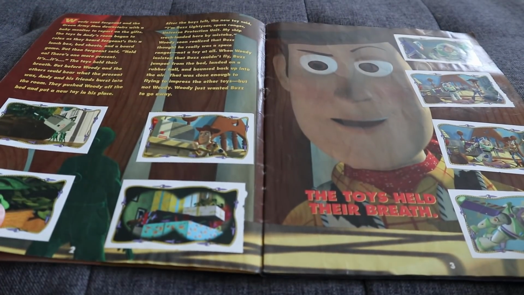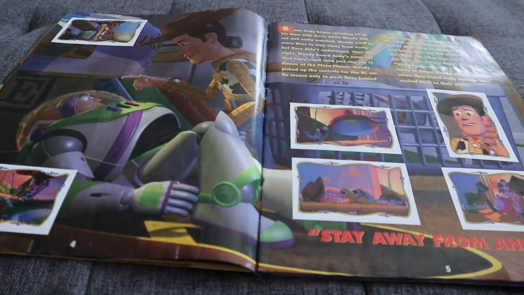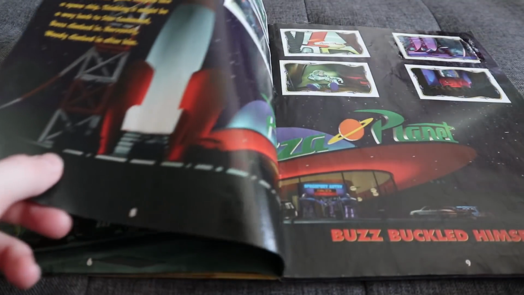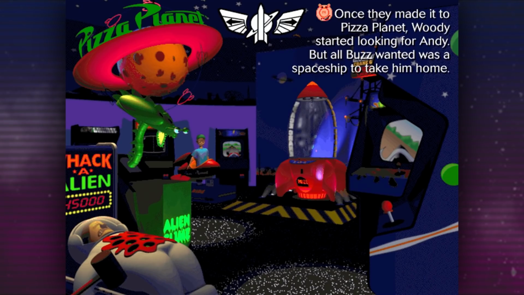There were a couple other changes to the plot, and as with most of them, they were changed to better translate between a film and a storybook. On a few occasions, that gave the animators more opportunities to create hilarious situations.